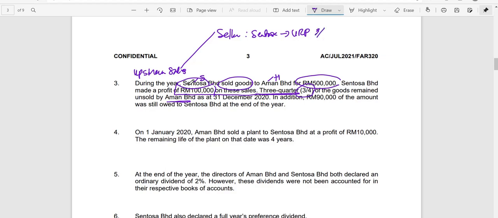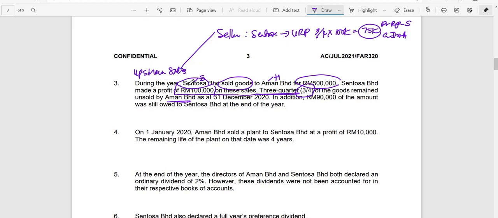So now it will be 3/4 from 100,000, which is the profit. So that would be 75. This would be debited to the retained profit of the seller, Sentosa, and it will be credited to the inventory of the buyer, Aman. How much? By 75.